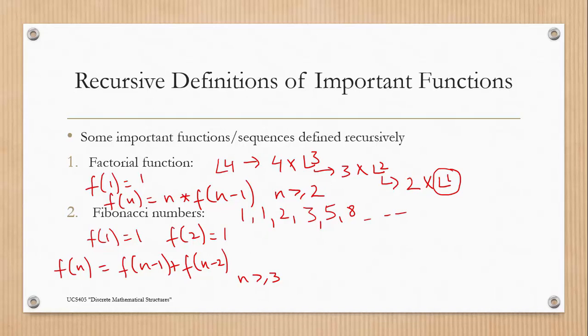For example, if we want to calculate the third term, that is f3, that will be equal to f2 plus f1. So f3 is equal to f2, that is 1, plus f1, that is 1. So it is equal to 2. Similarly, f4 will be equal to f3 plus f2. So that is equal to 2 plus f2, that is 1, which is 3. So our sequence is 1, 1, 2, 3, and so on. So we can define these two important functions recursively.